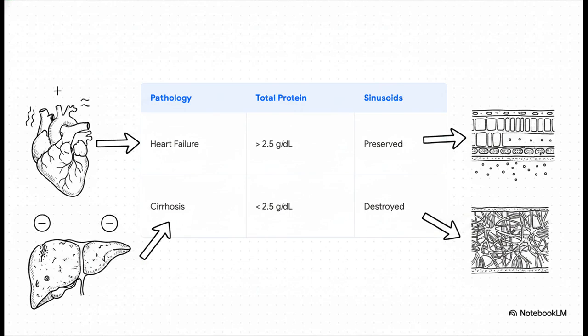Normally, total ascites protein is just background noise when you're trying to calculate the primary driver. But within a high SAAG matrix, it suddenly becomes pure signal. A total protein value over 2.5 grams per deciliter tells us we have preserved sinusoids that can still produce protein, and that points straight to congestive heart failure. Conversely, if it's under 2.5, we're looking at fibrotic, destroyed sinusoids, which is the absolute hallmark of cirrhosis.